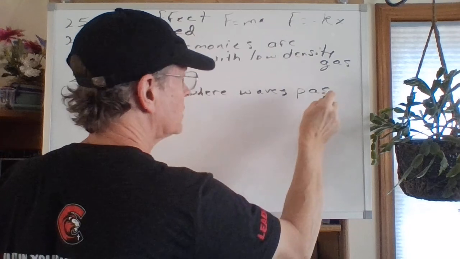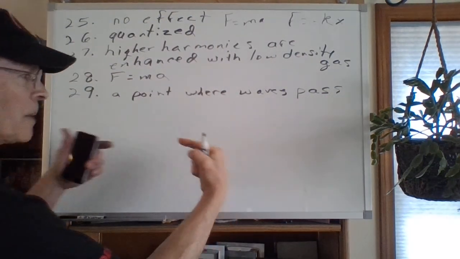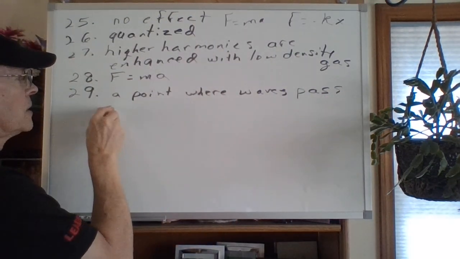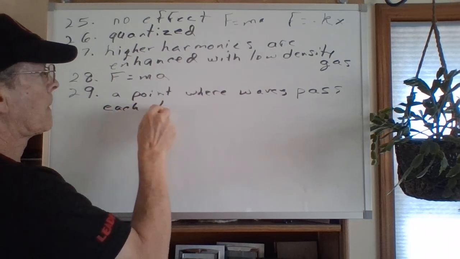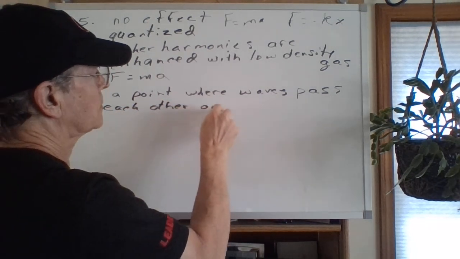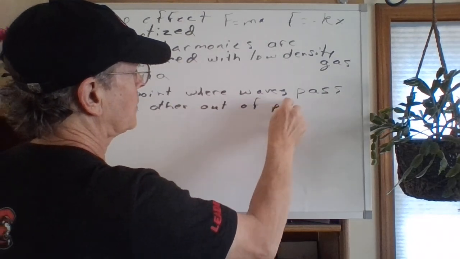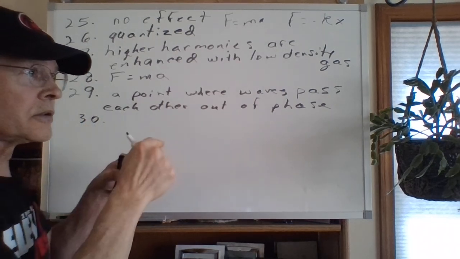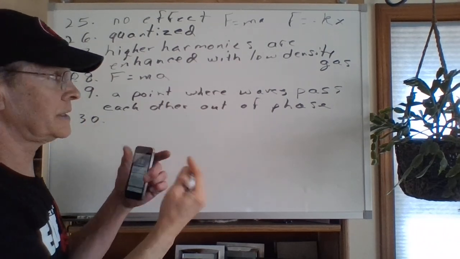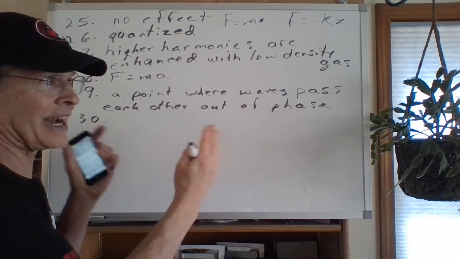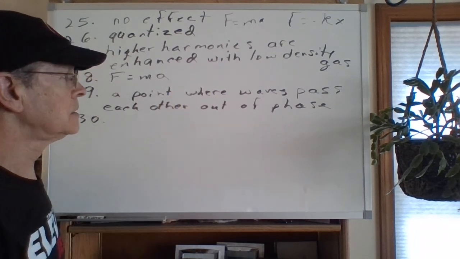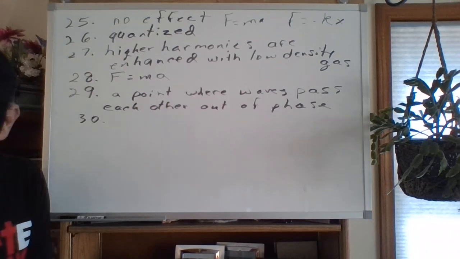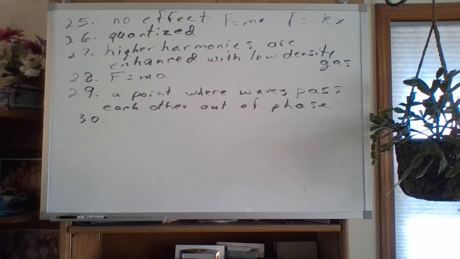Or meet each other. In this case, they're actually going opposites, so they pass each other out of phase. The net force acting on the point, whether it's air or whether it's a string, is 0. Net displacement, 0. Number 30, a wave changes direction because of a change in speed. It's called refraction.